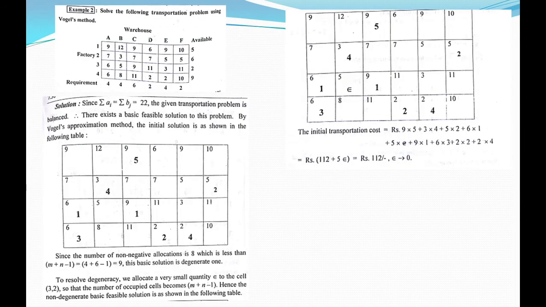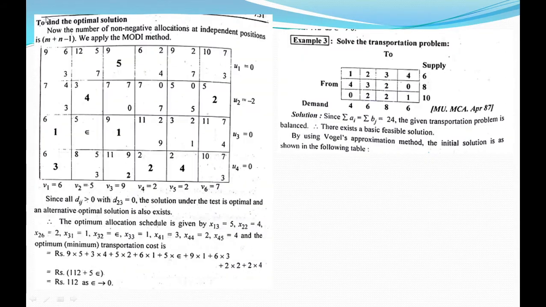112 rupees. So to find the optimal solution, this is what I have said, the Modi method. They have given here: solve the following problem using Vogel's approximation method and check its optimality. If the question is like this, and check its optimality, it means you have to check that with the help of what? Modi method.